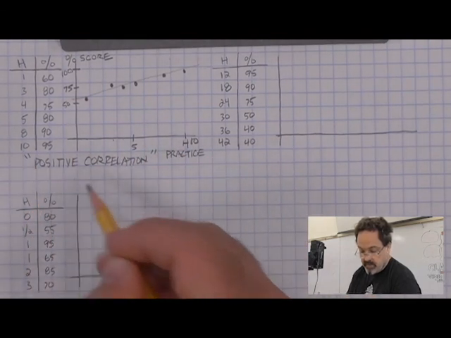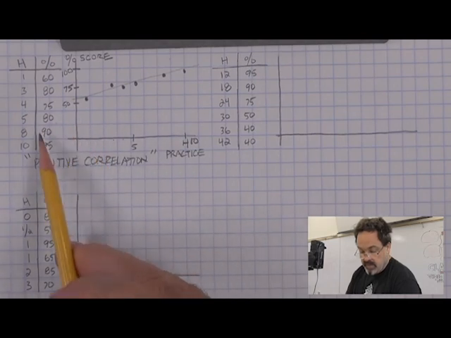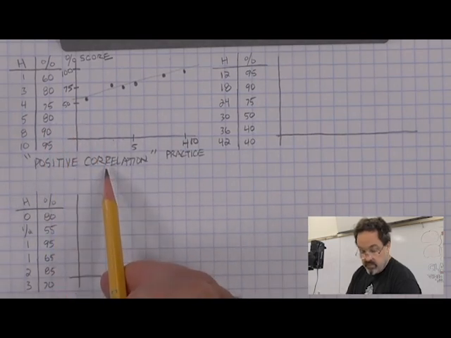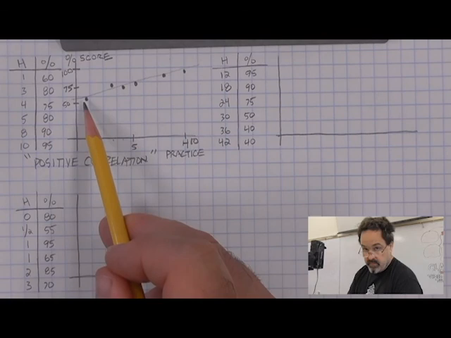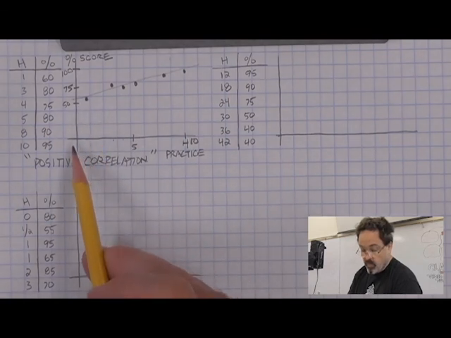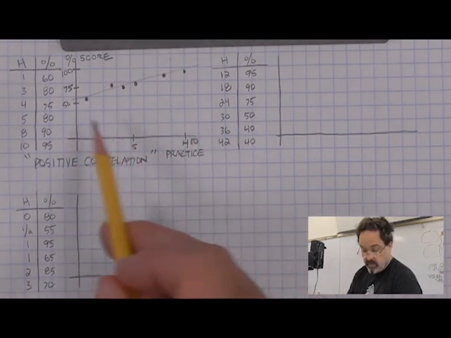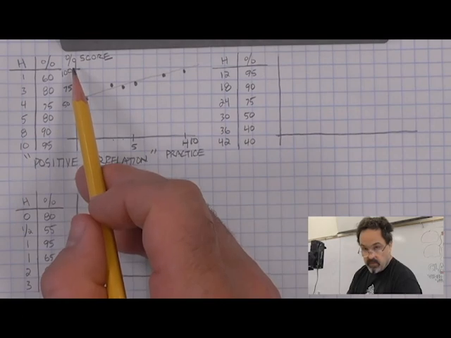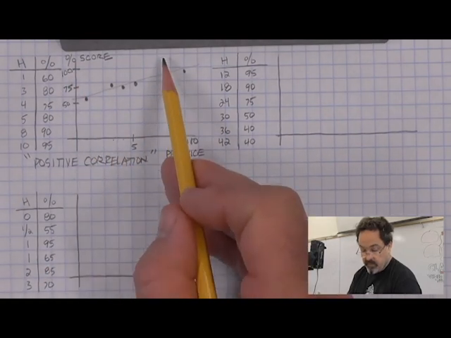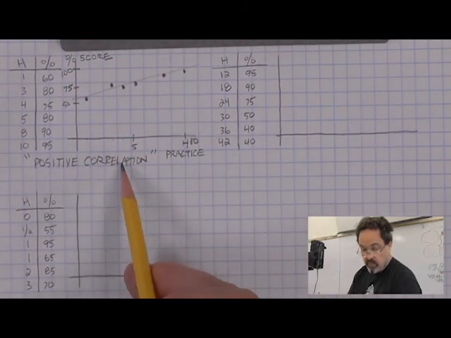We say that the data correlates because there's a general trend. In this case, the more hours of practice, the higher your score. Even if it's a slight trend up, we call it positive correlation.